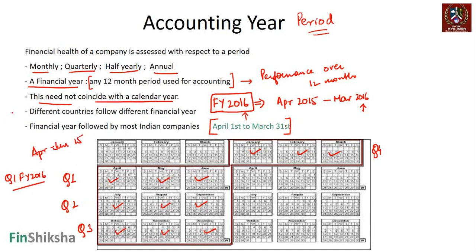We need to understand that different countries follow different financial year periods, right? So US, for example, treats the accounting year as the same as the calendar year. So they will start from January and they will go till December. This is in the US. And a lot of the Western nations follow that method. India basically follows April to March. So that's the context of the accounting year. Everything that happens in this year will form a part of the accounting statements for that financial year, right?